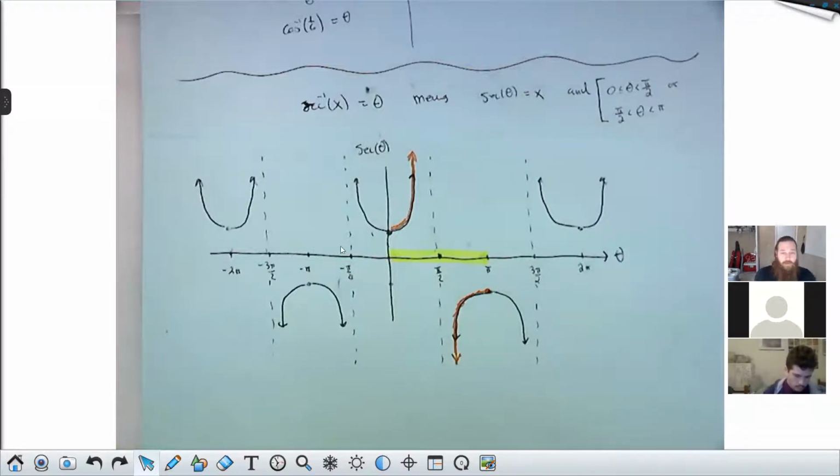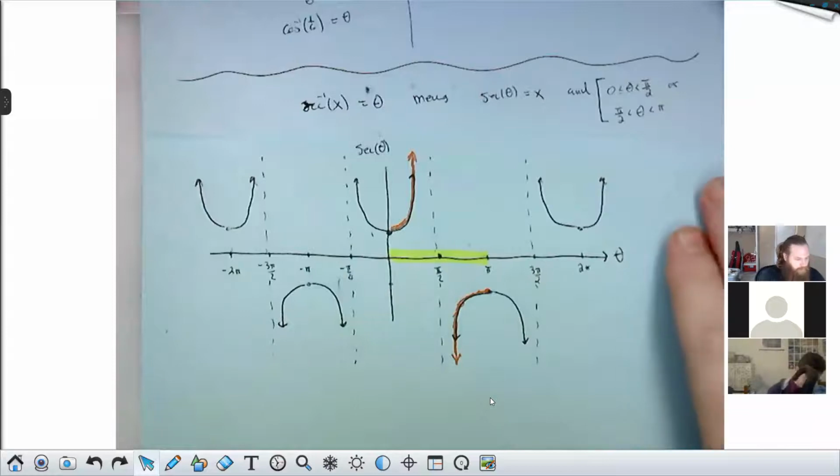But some people do it a little differently. Some people take this piece and this piece, which I think is a little weird because you've got a big gap in between. But yeah, this is normally what we think of as the restricted domain secant function, which does have an inverse.